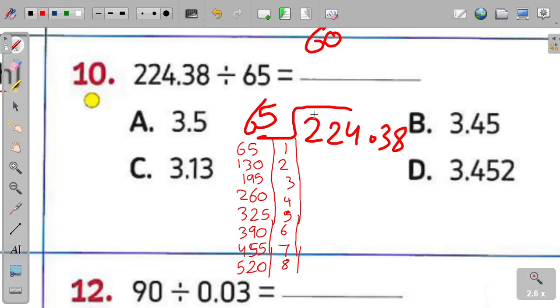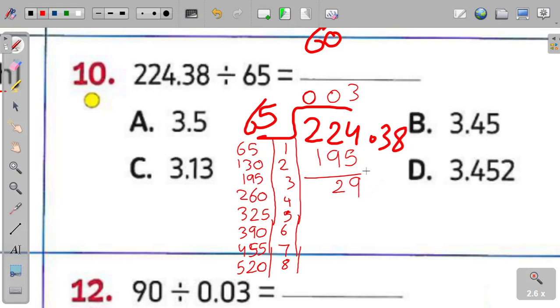Okay, so the first digit, 2, is less than 65, so I will put 0. Next I have 22, which is less than 65, so I will put another 0. Next I have 224. 224 is between 195 and 260, so I will take 195. 195 divided by 65 equals 3, and the remainder will be 29.